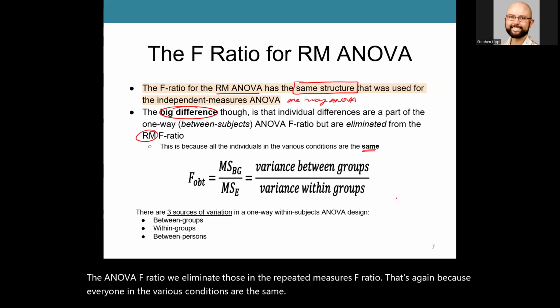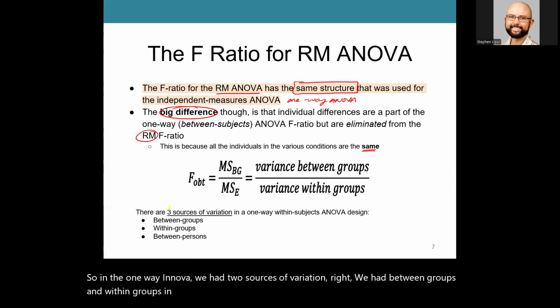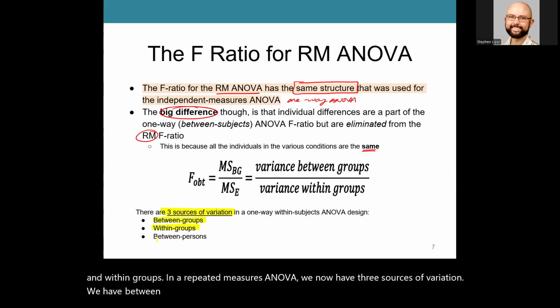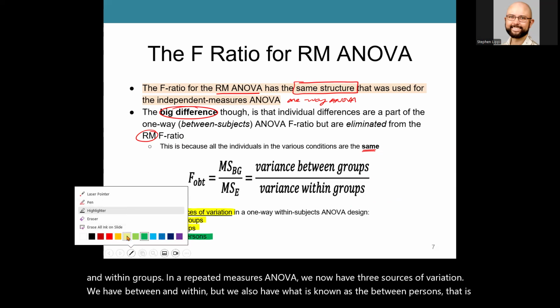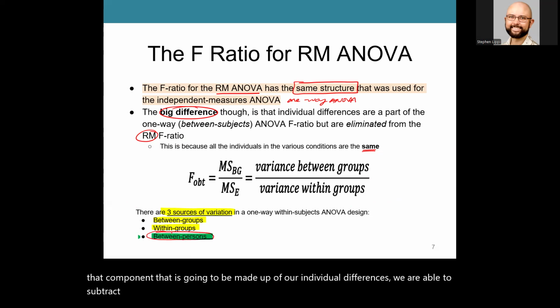So in the one-way ANOVA, we had two sources of variation, right? We had between groups and within groups. In a repeated measures ANOVA, we now have three sources of variation. We have between and within, but we also have what is known as the between persons. That is the component that is going to be made up of our individual differences. We are able to subtract this component, which is then going to reduce that within group variability.